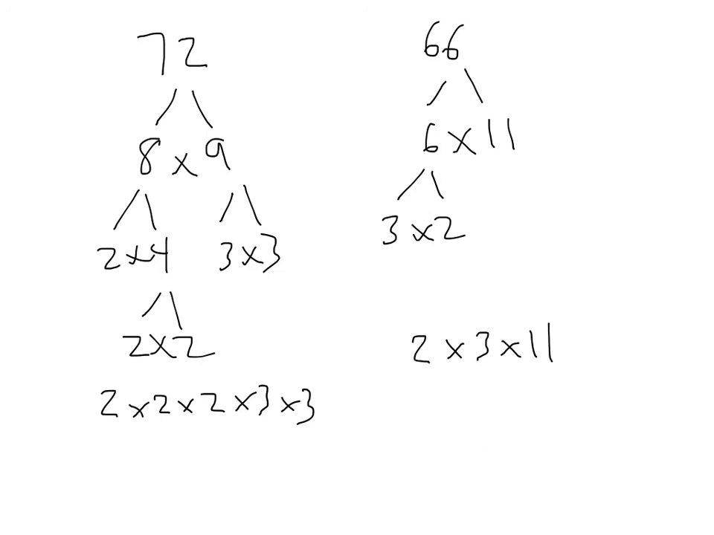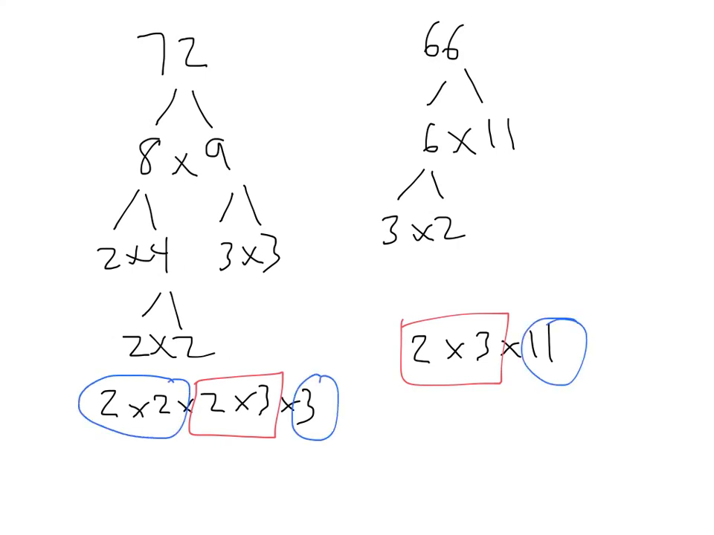The next step after that, what matches? 2, 3, 11. 2, 2, 2, 3, 3. So we have a 2 and a 3 that match. That's going to be our greatest common factor, 2 times 3. But it's not asking us for greatest common factor. It's asking us for lowest common multiple. So let's circle everything else.